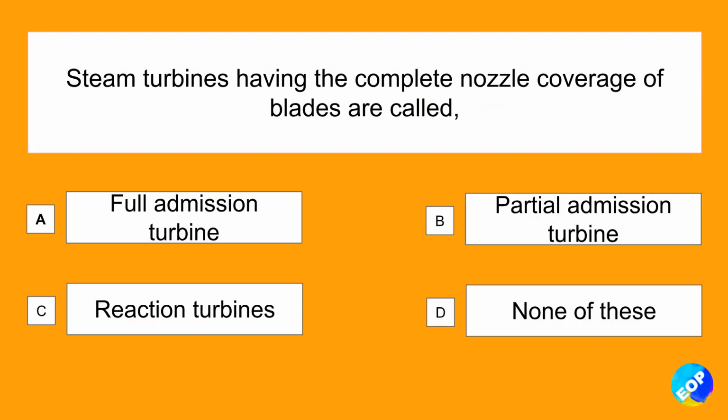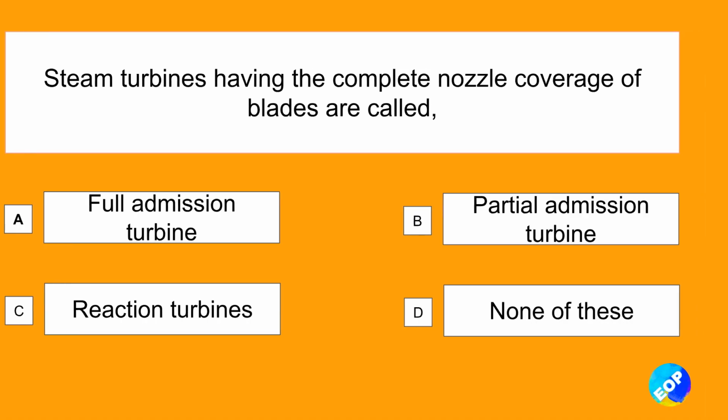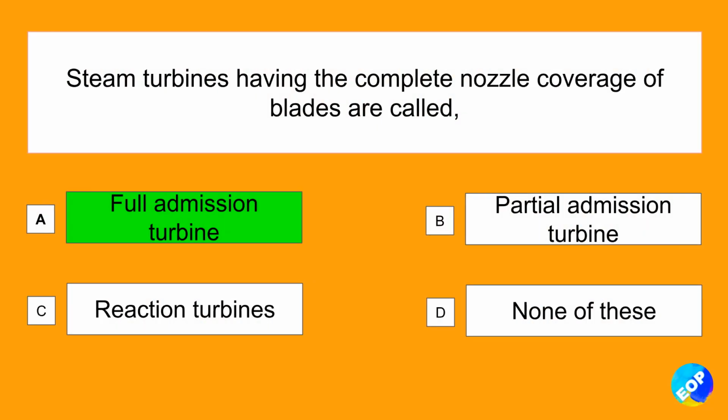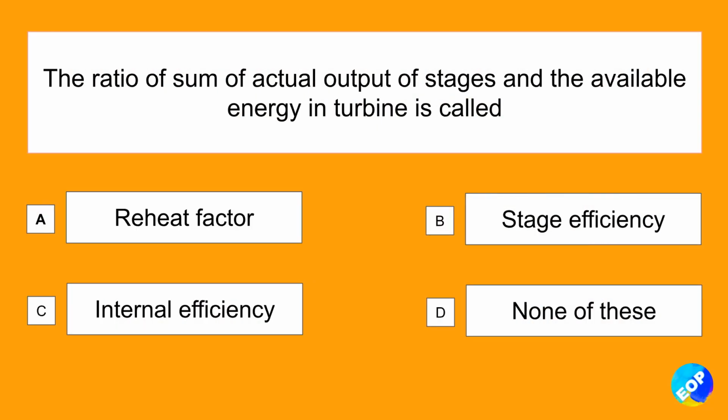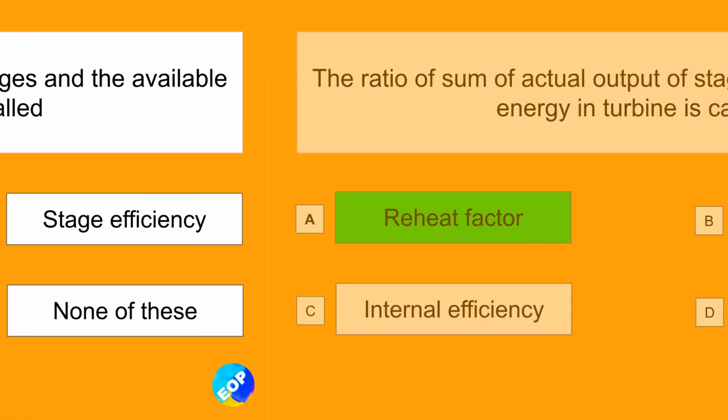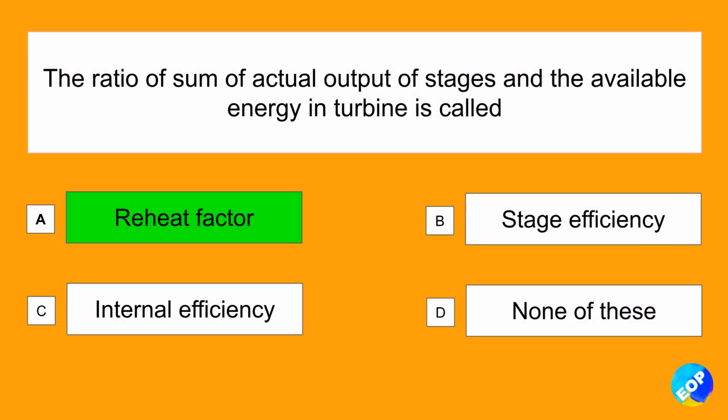Next, we have a question about steam turbines. Steam turbines having complete nozzle coverage of the blades are referred to as what? These are called full admission turbines. For our next question, what is the ratio of the sum of the actual output of stages to the available energy in the turbine? This ratio is known as the reheat factor.